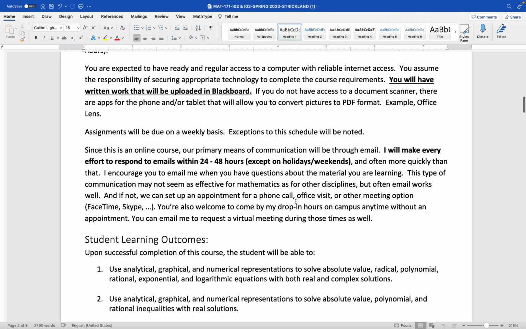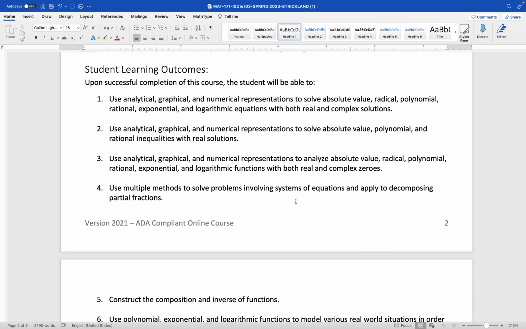Now, for the student learning outcomes, upon successful completion, the student will be able to perform the following. First, use analytical, graphical, and numerical representations to solve absolute value, radical, polynomial, rational, exponential, and logarithmic equations with both real and complex solutions, and also be able to apply them in the context of working with inequalities that have real solutions.